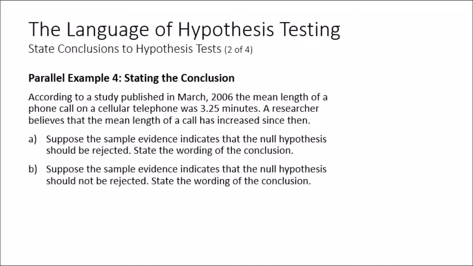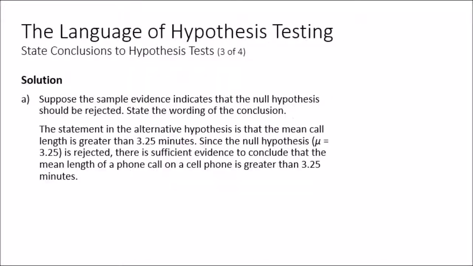So how do we state our conclusion? Let's look at this example. According to a study published in March 2006, the mean length of a phone call on a cellular phone was 3.25 minutes. A researcher believes that the mean length of a call has increased since then. Suppose that the sample evidence indicates that the null hypothesis should be rejected. How are we going to word the conclusion? And suppose that the sample evidence indicates that the null hypothesis should not be rejected. State the wording of the conclusion.